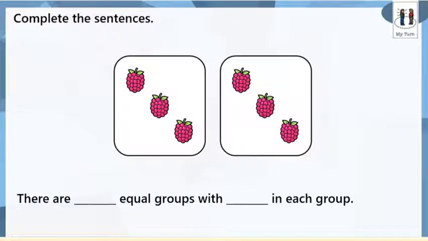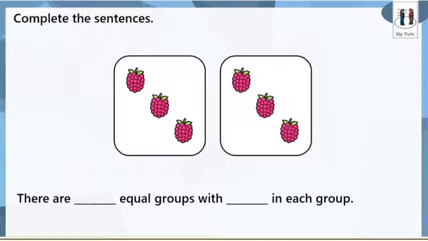Complete the sentences. There are something equal groups with something in each group. So how many groups do we have? We have 1, 2. How many are in each group? 1, 2, 3, 1, 2, 3. So the answer is 3. We have 2 equal groups of 3, 2 lots of 3.